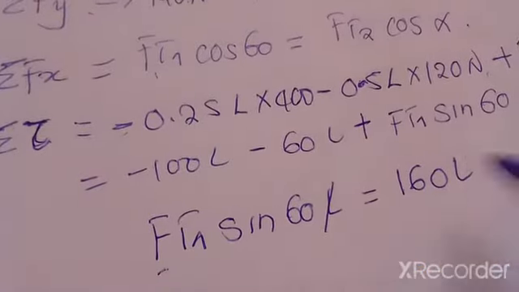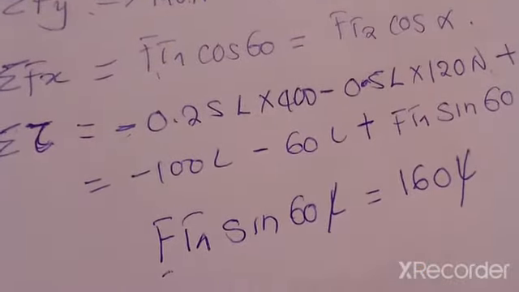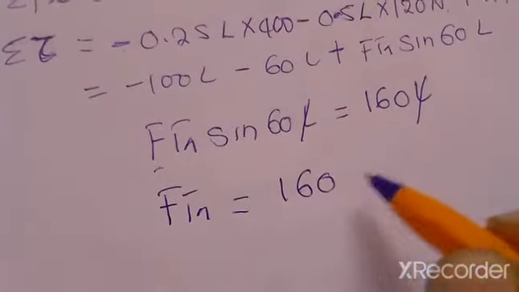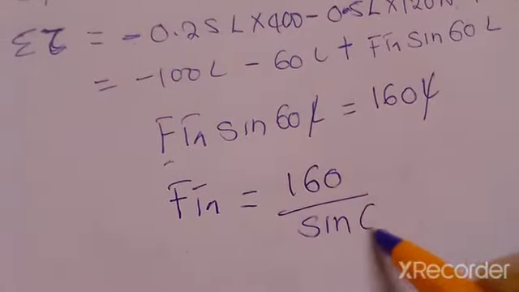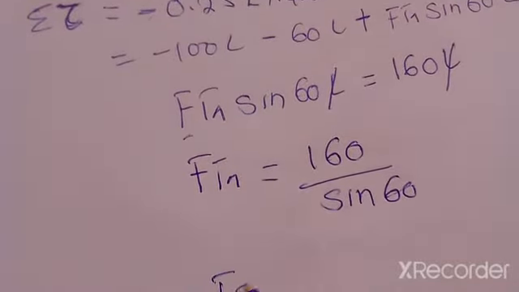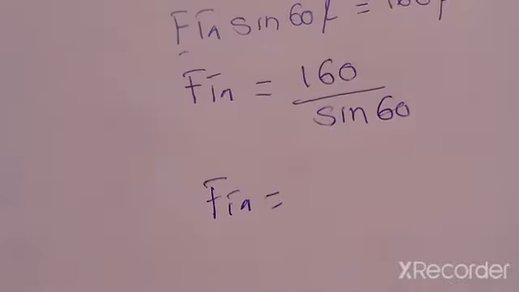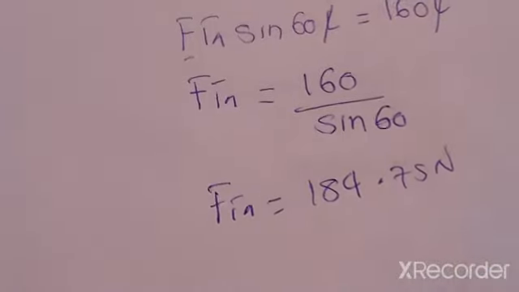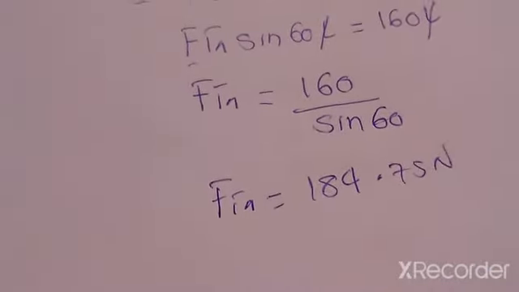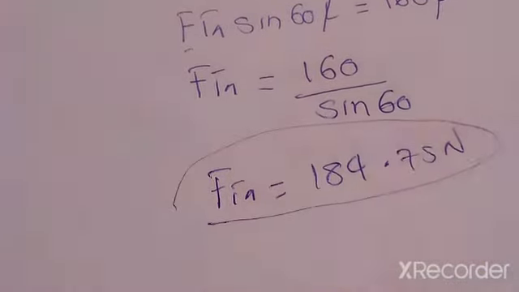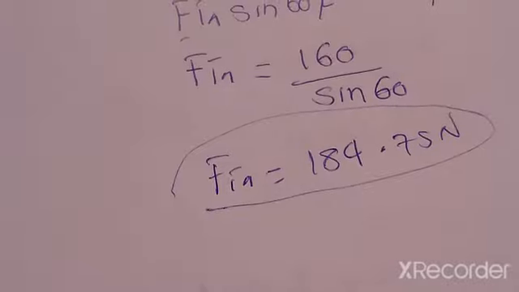So we've got L on both sides of the equation, so they will divide out, and we'll have ft1 being equal to 160 divided by sine 60. Okay, if we divide this, we are going to find ft1 to be equal to 184.75 newtons. That's what we have as our ft1. Okay, now if ft1 is equal to this, what is ft2? How do we find ft2?